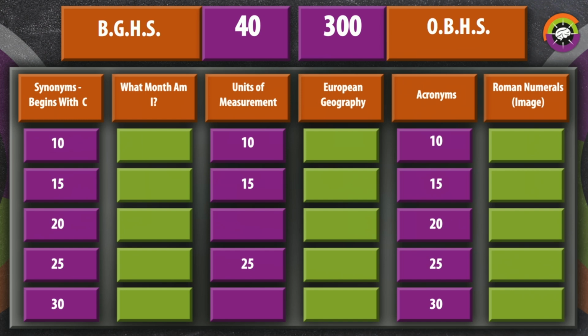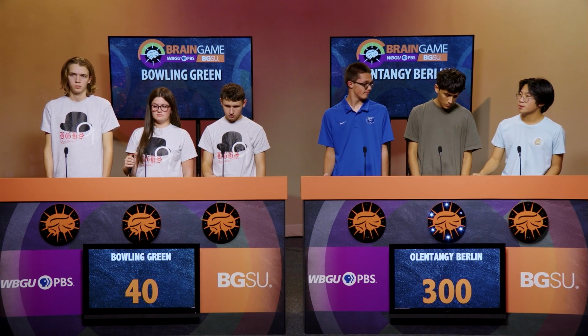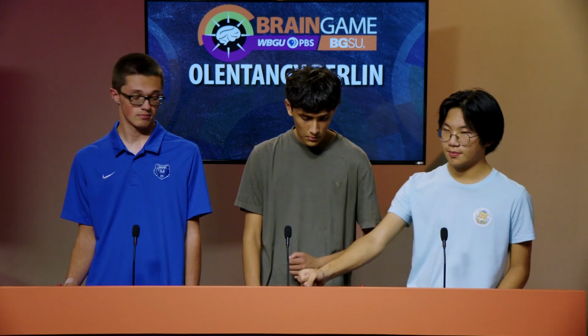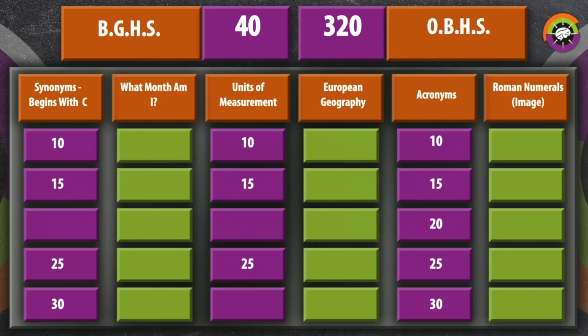Synonyms for 20. Synonyms that begin with C for 20 points. You will be given the number of letters in a noun that begins with the letter C, followed by a synonym of the word. You are to identify the unknown word. Looking for 5 letters, fabric. That would be Olentangy Berlin. Akil: Cloth. Cloth is what we were looking for there. Yes. Olentangy Berlin still in control.